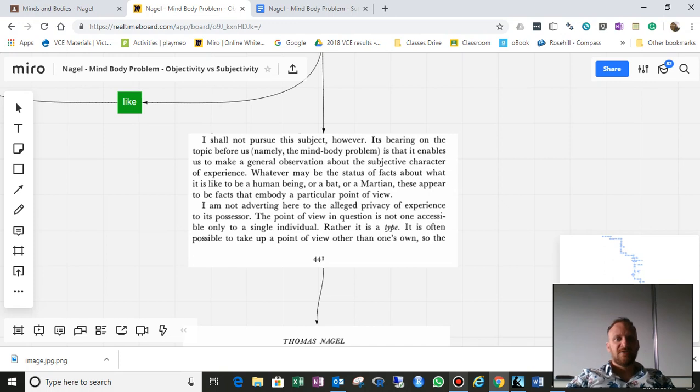"I shall not pursue this subject, however. Its bearing on the topic before us, namely the mind-body problem, is that it enables us to make a general observation of the subjective character of experience." This is where he's just leaving off the explanation about schemas and how human beings might not even be able to form the schemas needed to understand what it is like to be a bat, okay?